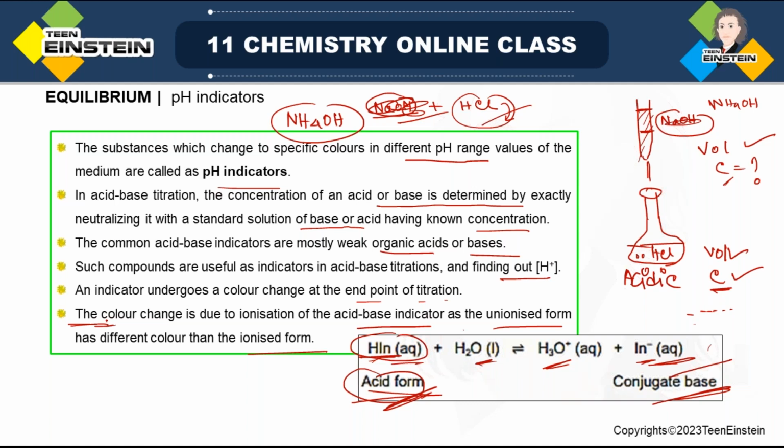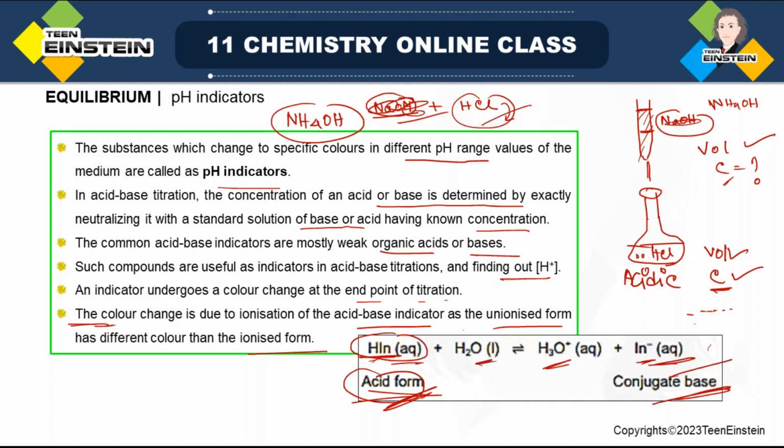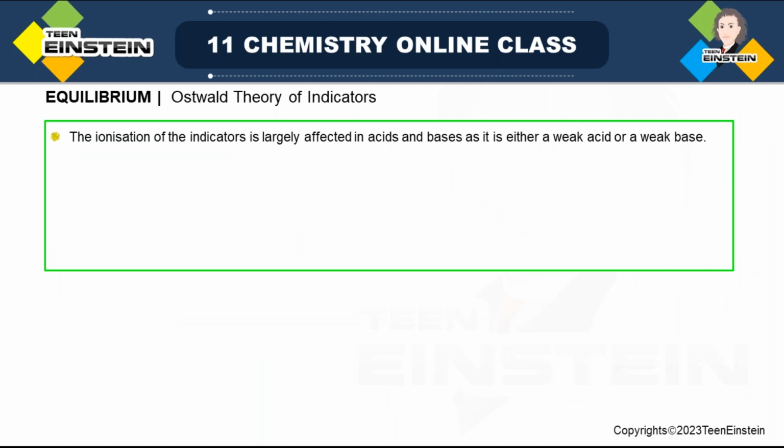Otherwise, we will not be able to take them. Because of this particular property, it helps us understand the neutralization point when we are doing an acid-base titration, right? Ostwald theory of indicators, if we start it, we will not be able to finish it. Ostwald theory basically says what the mechanism of the indicator is, that is how they change color into different forms. So in detail we can understand from this.